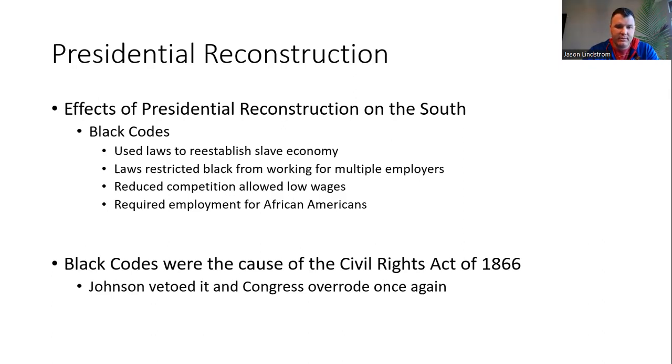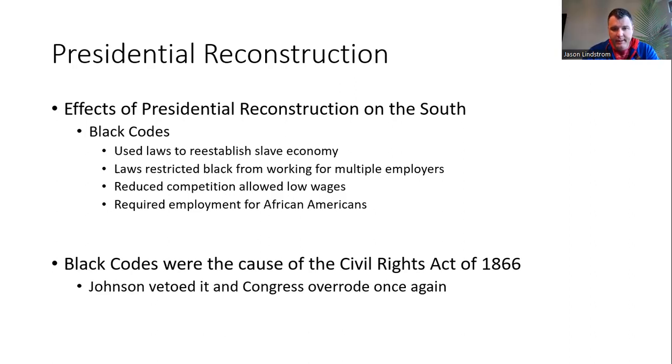Laws restrict blacks from working for multiple employers, and so that means you can't compete or make more money to advance your position in society. It reduces competition, and so allows for low payment of wages. It requires African Americans to be employed, but not only employed, but employed by a white person. So that prevents entrepreneurship, and all of these things are going to basically keep former slaves trapped on their former plantations.